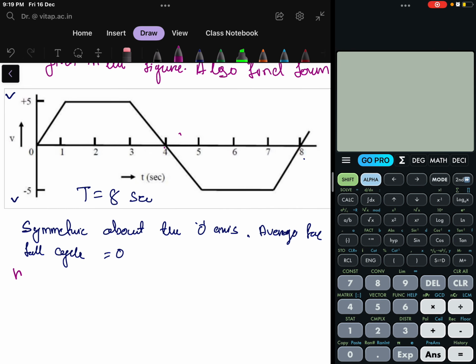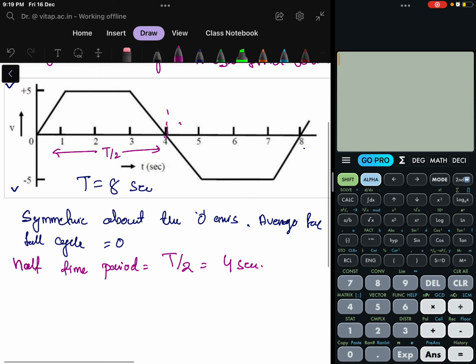So what is the half time period? Half time period is equal to T divided by 2, that is equal to 4 seconds. So we have to do all the calculations with 4 seconds of time. That means this is my T by 2. Now to find the average value, V average equals 1 by 4 integration over 0 to 4, that means the half cycle, of V of t dt.